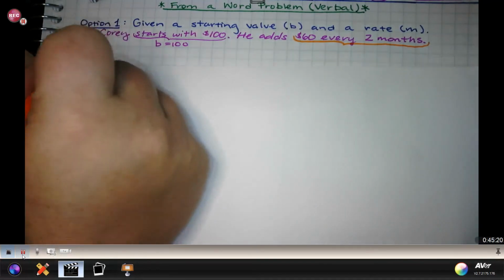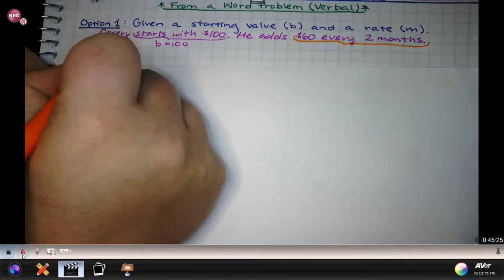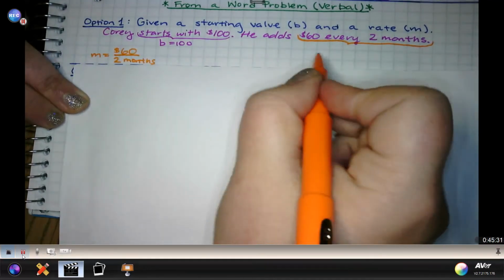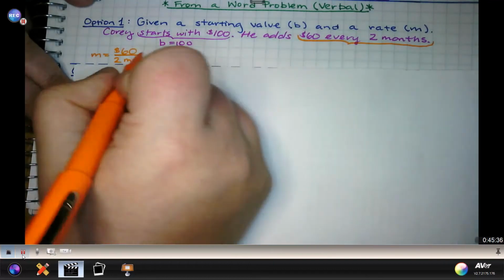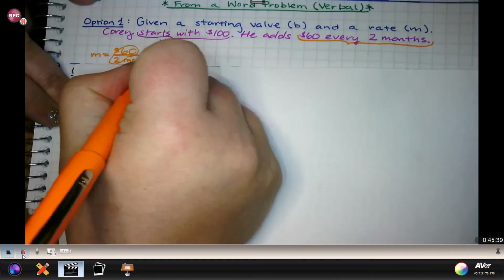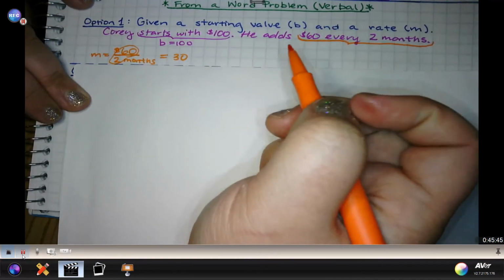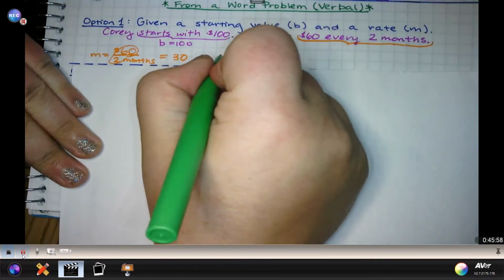So that means my M is going to equal $60 over 2 months. Okay, because again, think of every and per as interchangeable, so numerator per denominator. Well, I can actually simplify that because 60 divided by 2 is 30. So that means M is 30. Now I don't need to carry the units because I can't put the units into the equation anyway, so I'm going to drop them and just use the number. Then from here, all I do is put those into the equation.